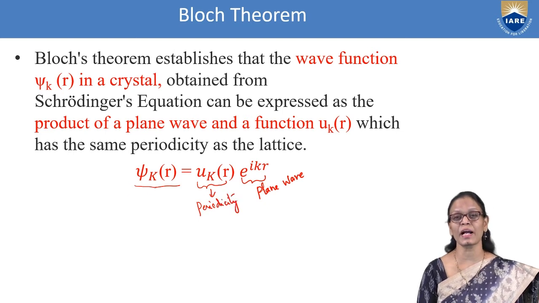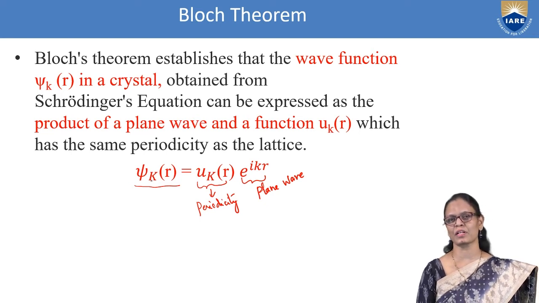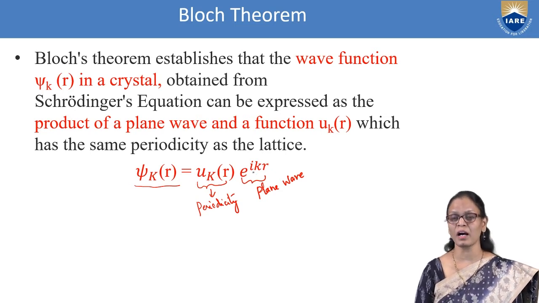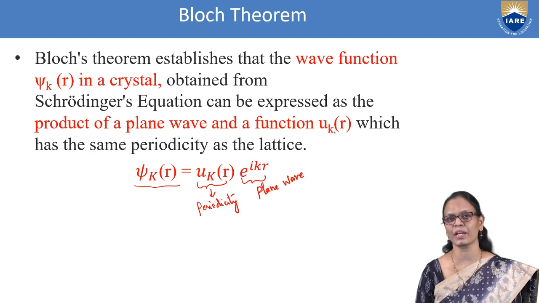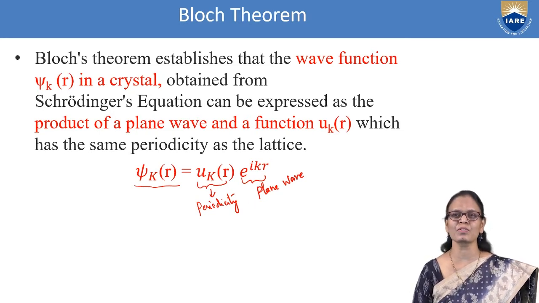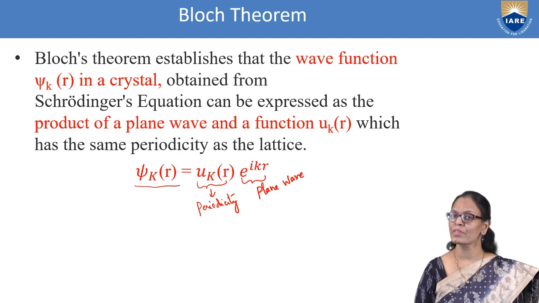So now we are trying to write the wave function psi k of R. Here k is a wave vector. So psi k of R is represented as u k of R times e power i k R. This represents the plane wave and this represents the periodicity. So the wave function can be expressed as a product of the plane wave and a function u k of R, and this has the same periodicity as the lattice. Whatever lattice periodicity we take, that is the distance between any two ions or the lattice parameter, the same periodicity applies to this wave function also.